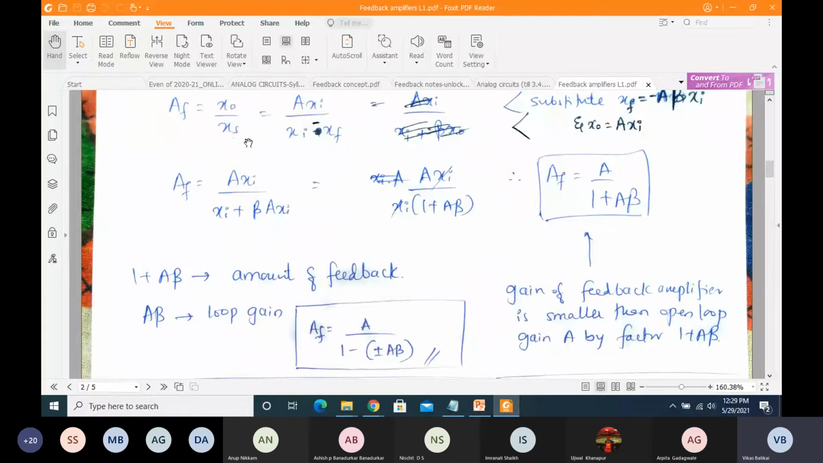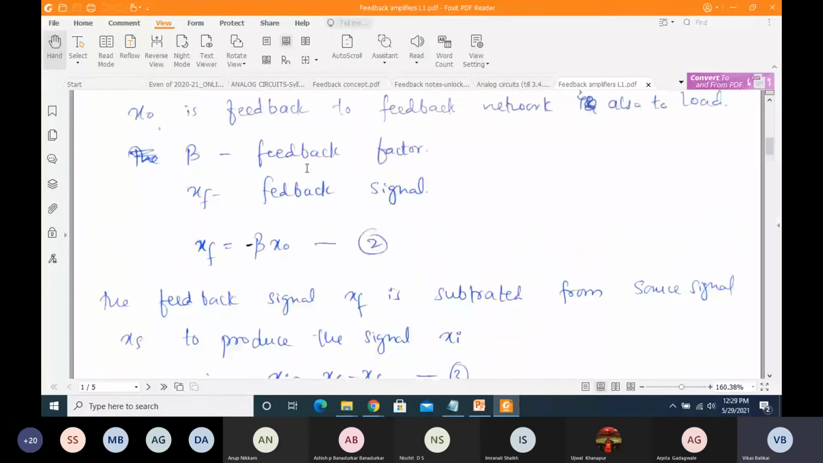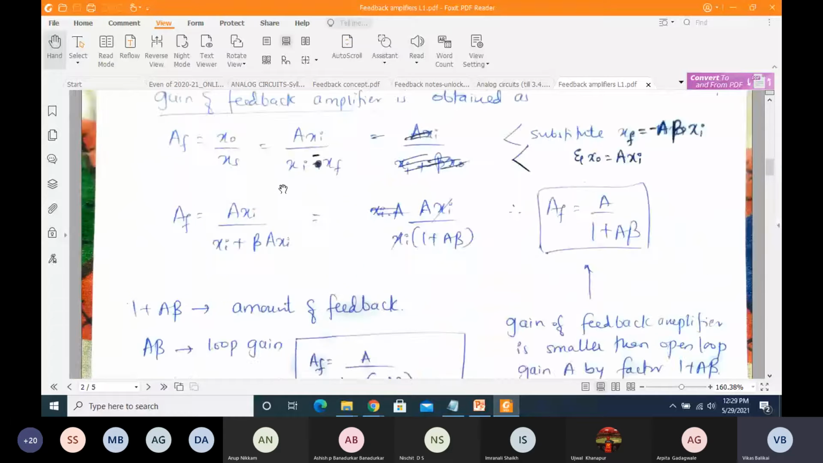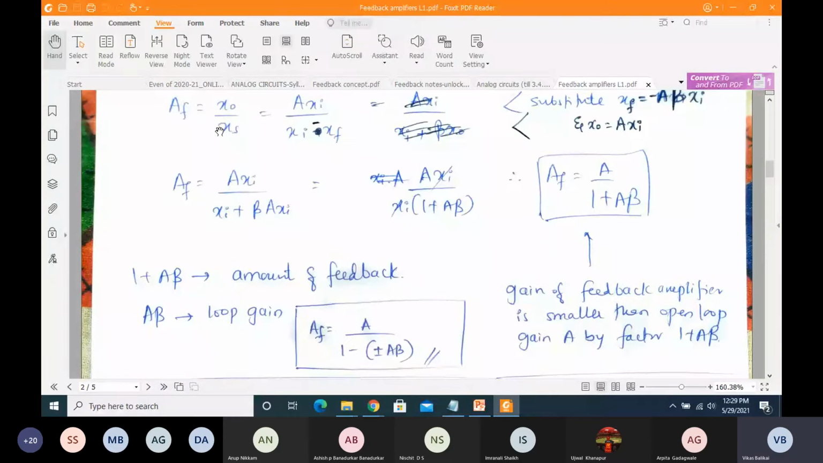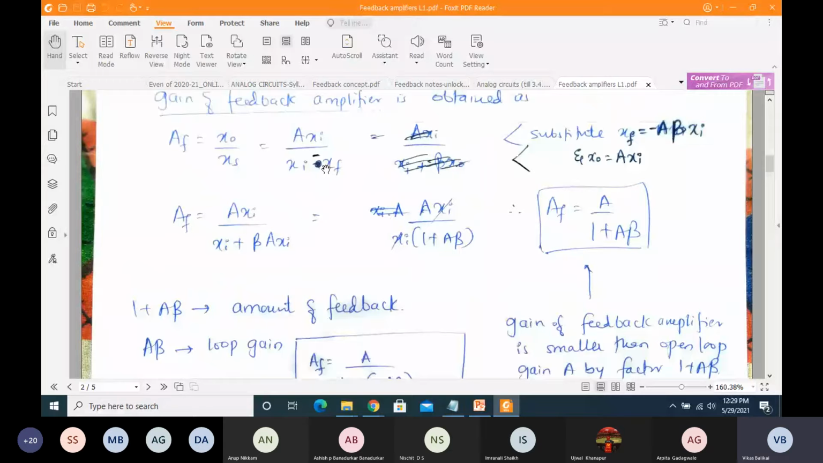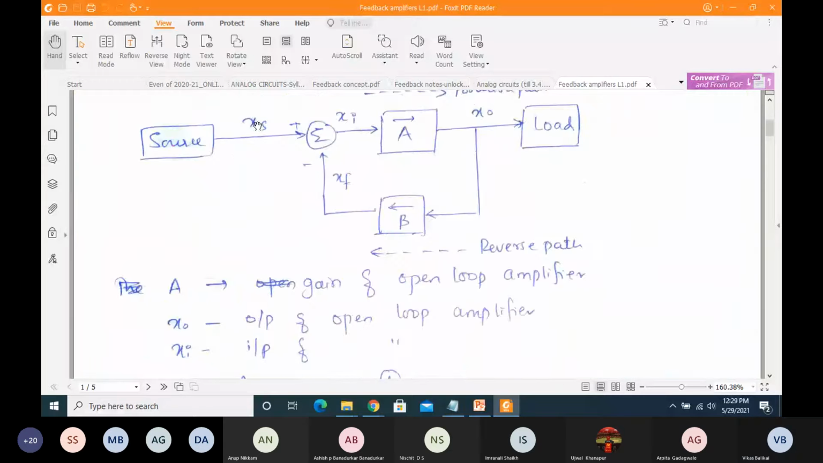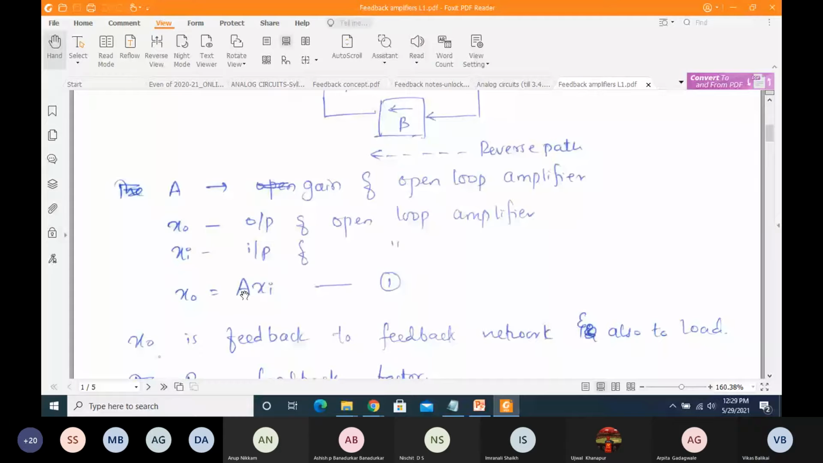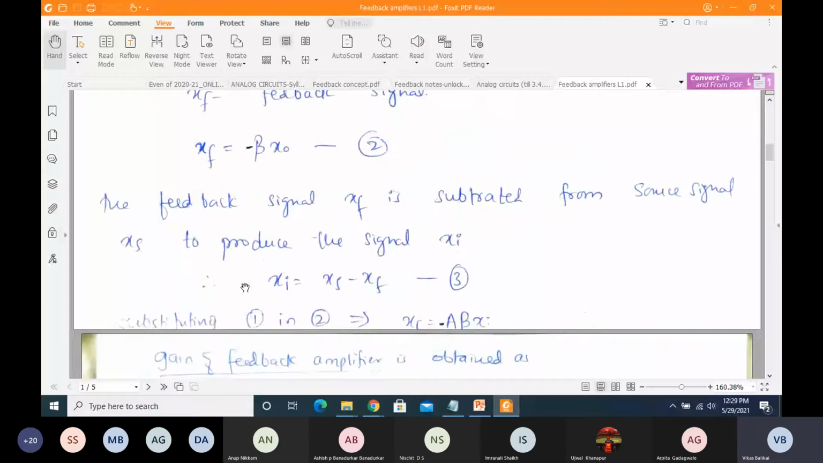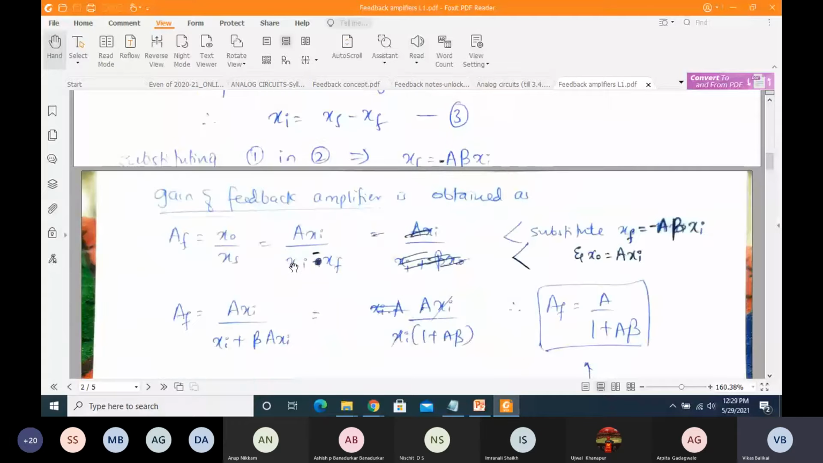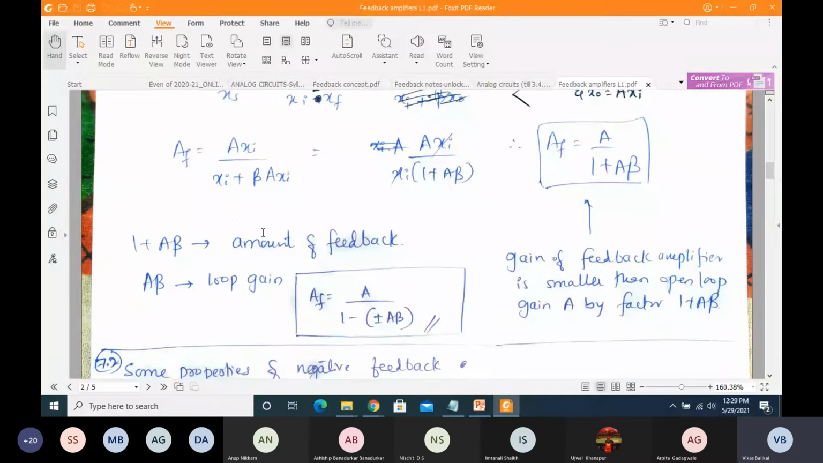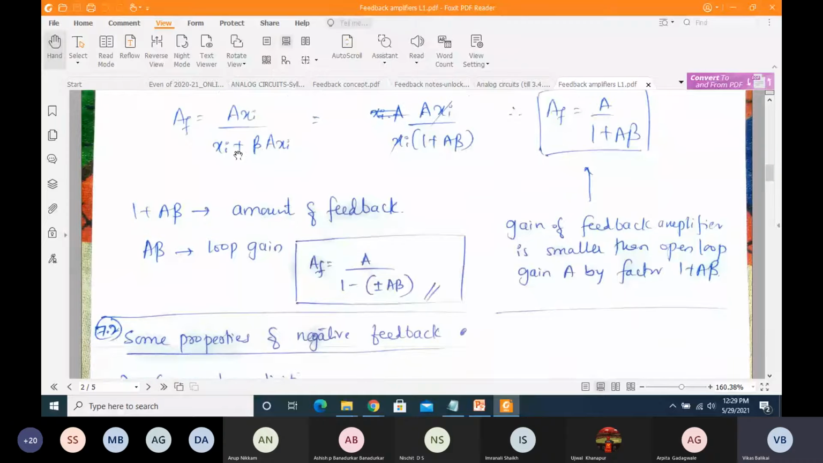So what is XO? XO we just represented over here as A into XI. And what is XS? XS we have written in the beginning; XS is nothing but XI plus XF. So that's what I just wrote over here. Then I substitute the value of XF. What will be the value of XF? Minus A times beta. So I'll be substituting that over here.